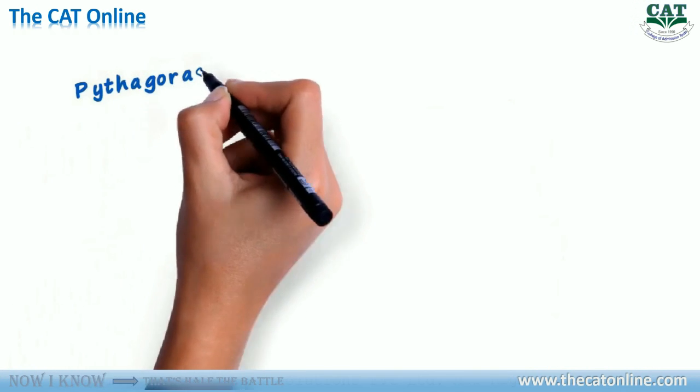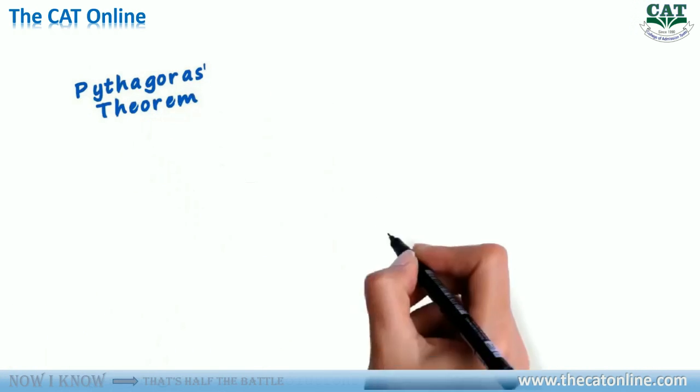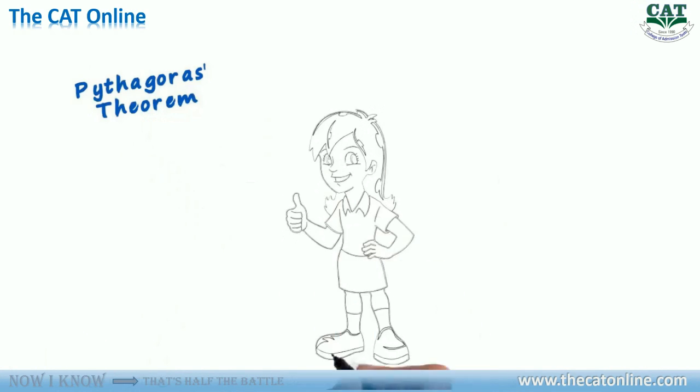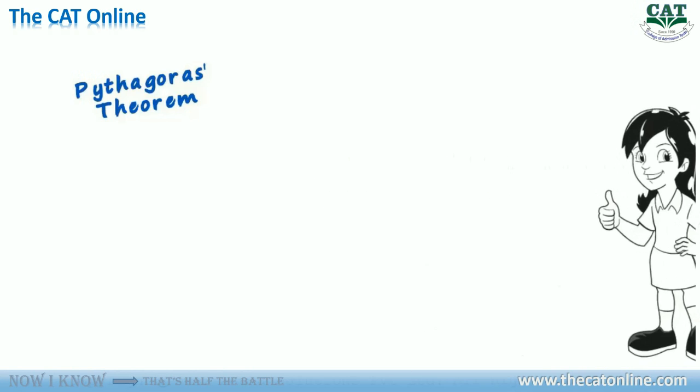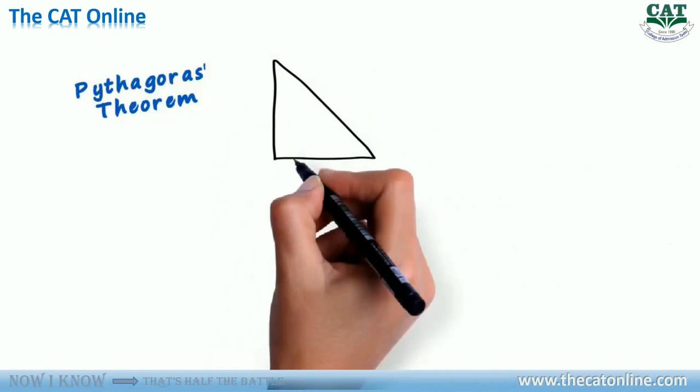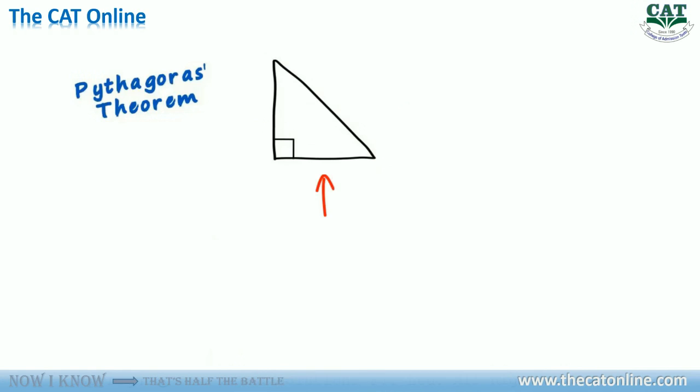Pythagoras theorem is by far the most important concept not only in triangles but also in the entire field of mathematics. To understand it, all we need to do is draw a right triangle. It is a triangle in which one angle is a right angle. What's so special about this triangle or this theorem?